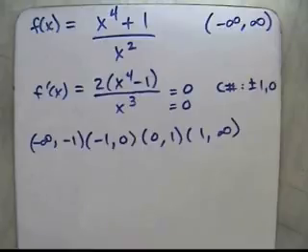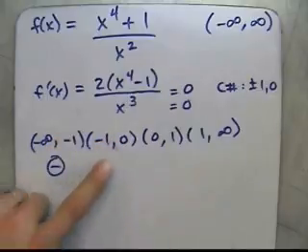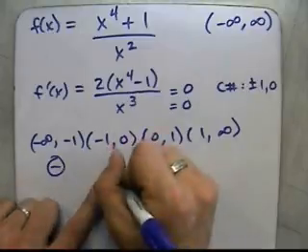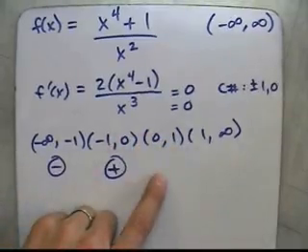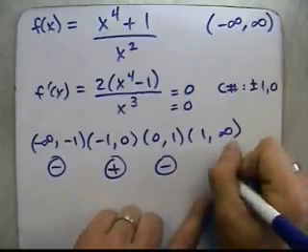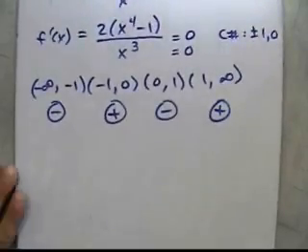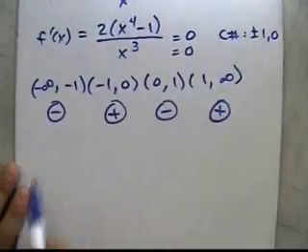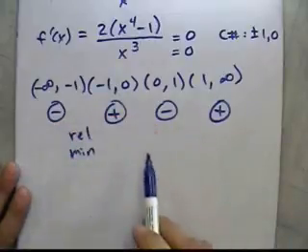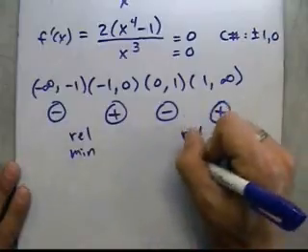Okay, so let's find some points. I'm going to go -2. Hey, it's negative. I'm going to go negative 0.5. Hey, positive. I'm going to go 0.5. Hey, it's negative. I'm going to go 2. Hey, it's positive. Cool. Okay, so I switched from negative to positive, so downhill to uphill. So this is going to be a relative minimum. And I'm going from negative to positive, so another relative minimum.